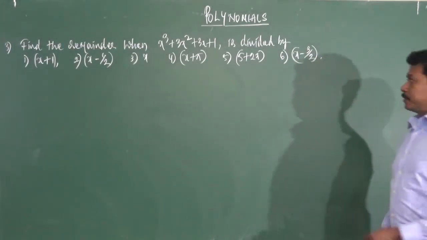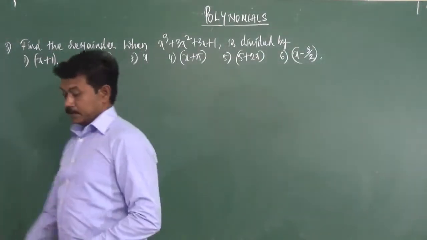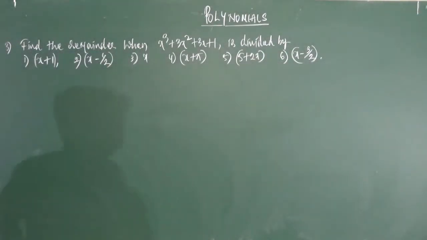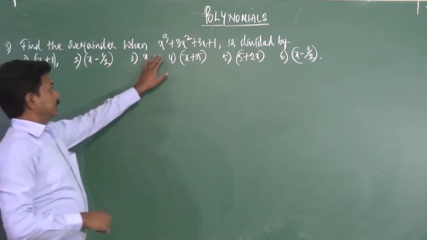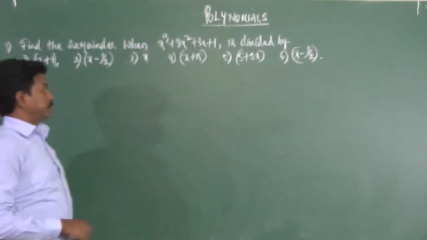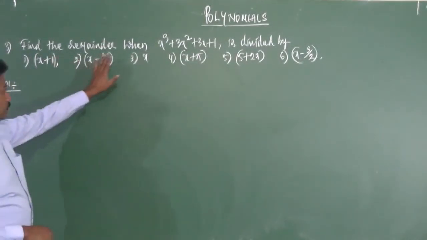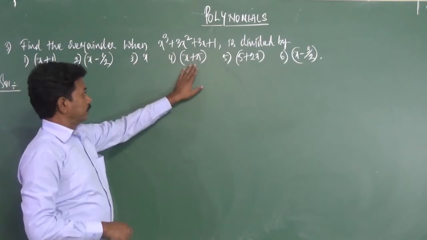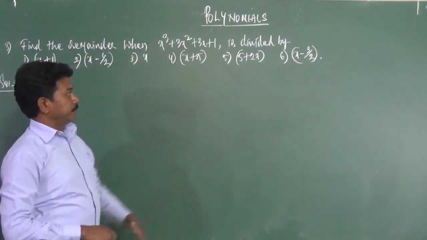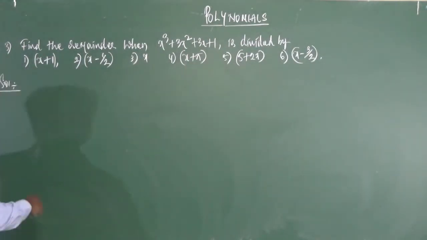Right, very important problem. So it is from the NCERT textbook. It's in your textbook, right? So now find the remainder when x cube plus 3x square plus 3x plus 1 is divided by the third one x, fourth one x plus 5, fifth one 5 plus 2x, and sixth one x minus 3 by 2.